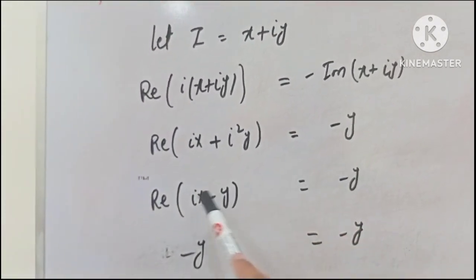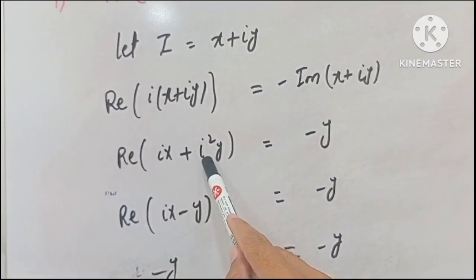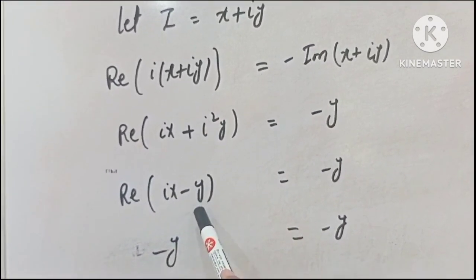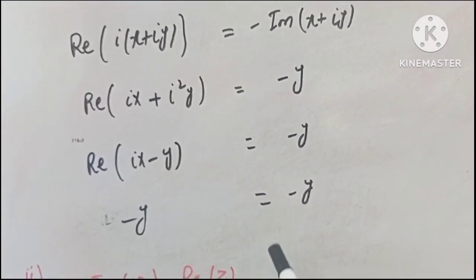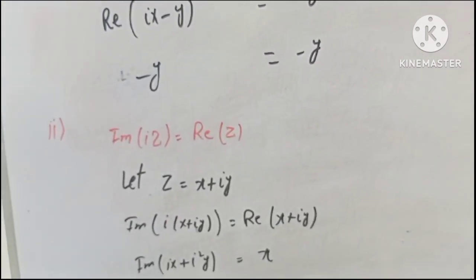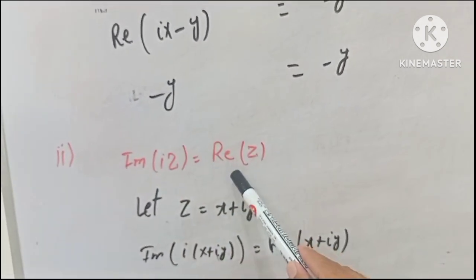Now real into iota x, iota square value minus 1, minus y comes. Real part is minus y equal to minus y, hence proved. Part number 2. Imaginary iota z is equal to real z.